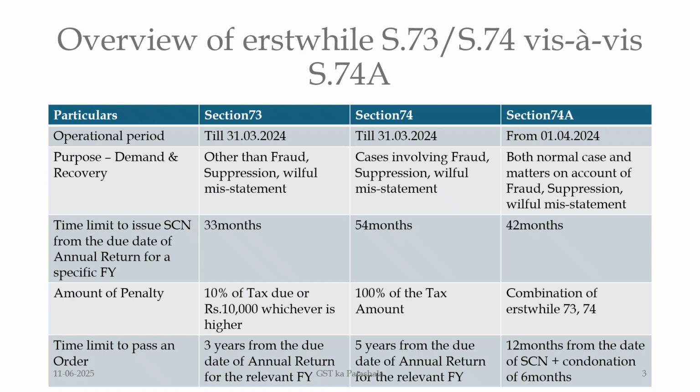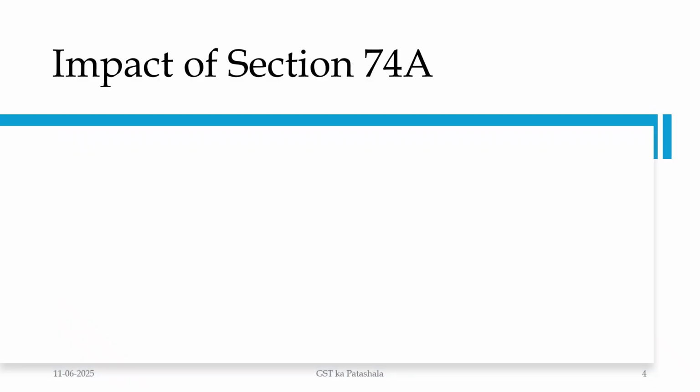The government has given an extension of 6 months, stating that on extraneous reasons, where the proper officer was not in a position to pass the order within 12 months, for the reasons to be recorded in writing, the time limit can be extended for a further period of 6 months, not beyond that. So, friends, keep in mind the time limit under Section 74E to pass an order is 12 months. Moving further.